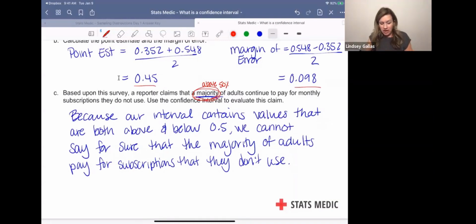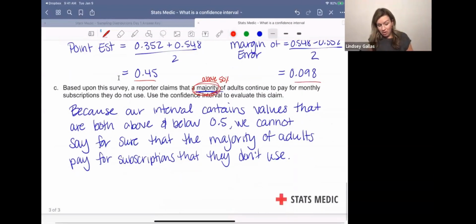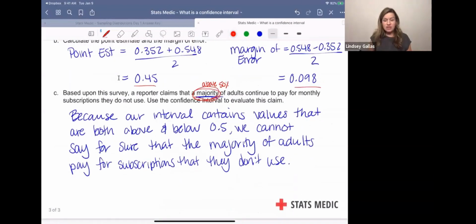And let's look at our interval again. Well, our interval does contain values above 50%, so that is plausible. However, is it also plausible that maybe we don't have the majority of adults, meaning are there any values below 50%? Well, yes, there are. So because our interval contains values that are both above and below the 50%, we can't say for sure that the majority of adults pay for subscriptions they don't use because it could be below that.